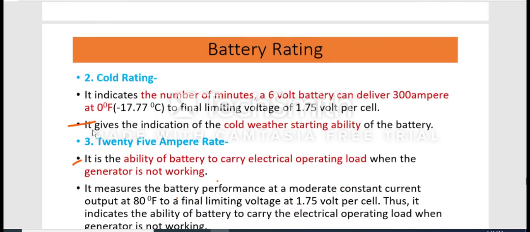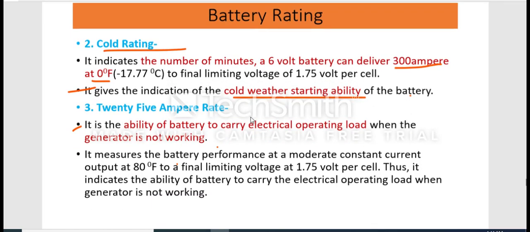Okay, the next battery rating is cold rating. Generally this type of rating indicates the cold weather starting ability of the battery. It indicates the number of minutes a 6 volt battery can deliver 300 ampere at 0 degree Fahrenheit. Then next is 25 ampere rate. It is the ability of the battery to carry electrical operating load when the generator is not working. So this is the 25 ampere rate.